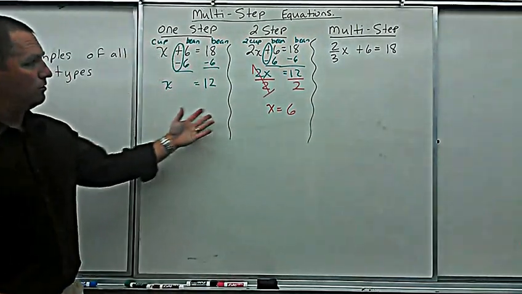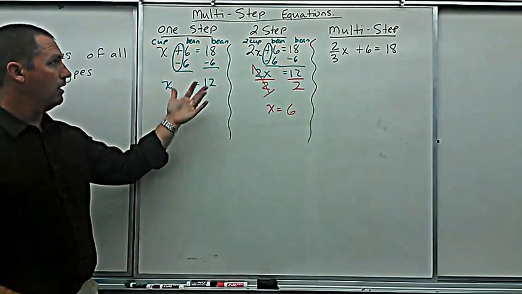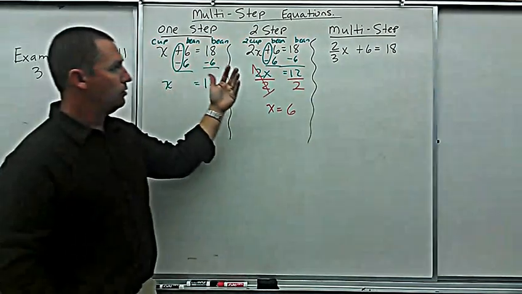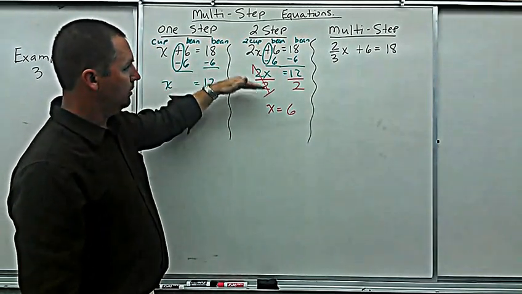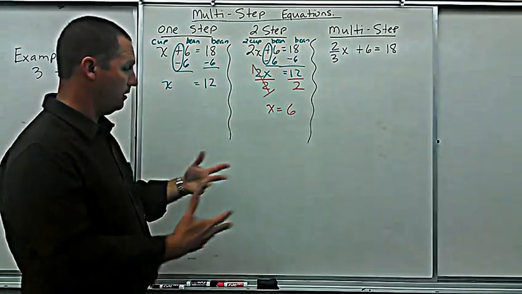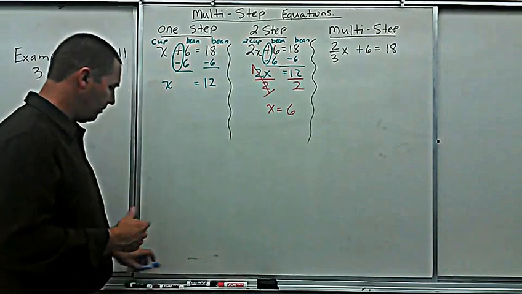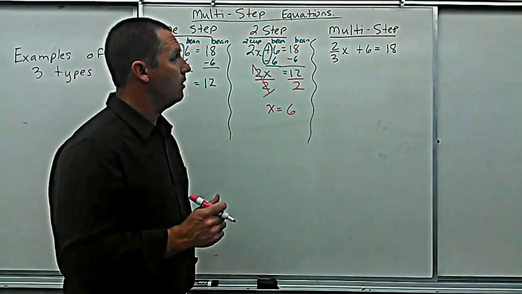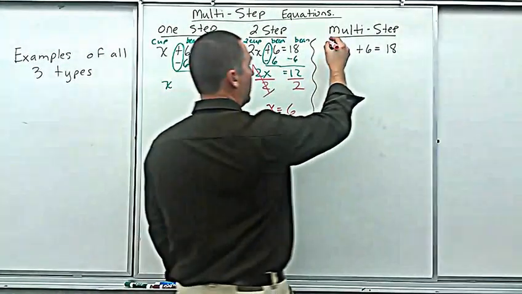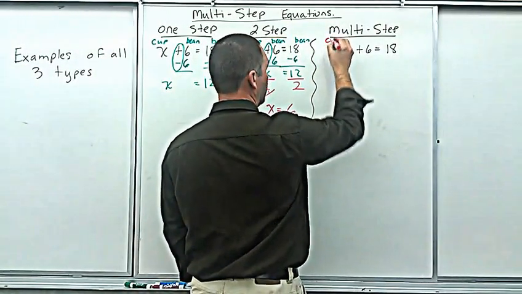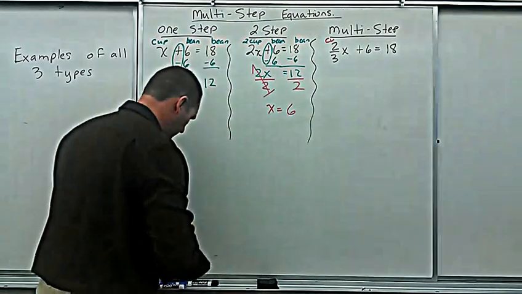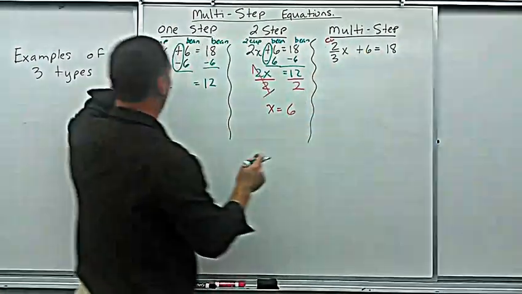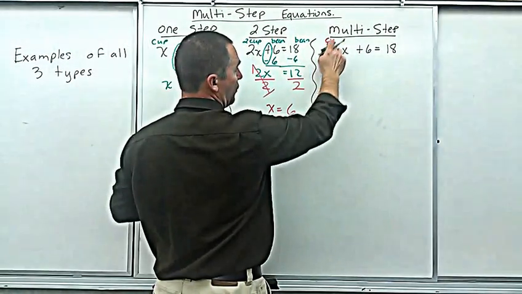So, not too big a deal. A quick little review from what we've done. One-step equations, basically one step, you get the answer. Two-step equations, 1, 2 steps, you get the answer. Multi-step equations, it's going to be obviously more than 2 steps to get the answer. So here, these are my cups. In this case, I have less than 1 cup. So where before I had 1 cup and 2 cups, now I have 2/3 of a cup.